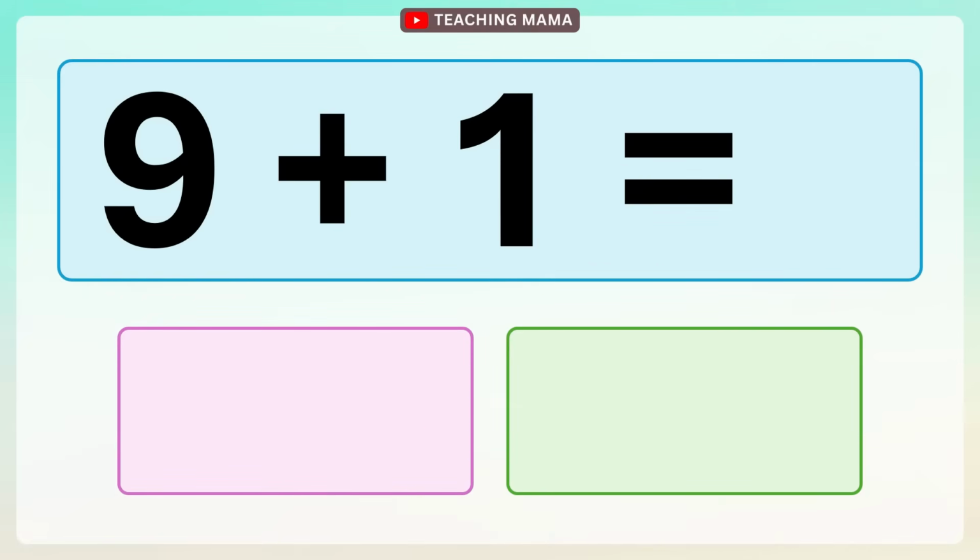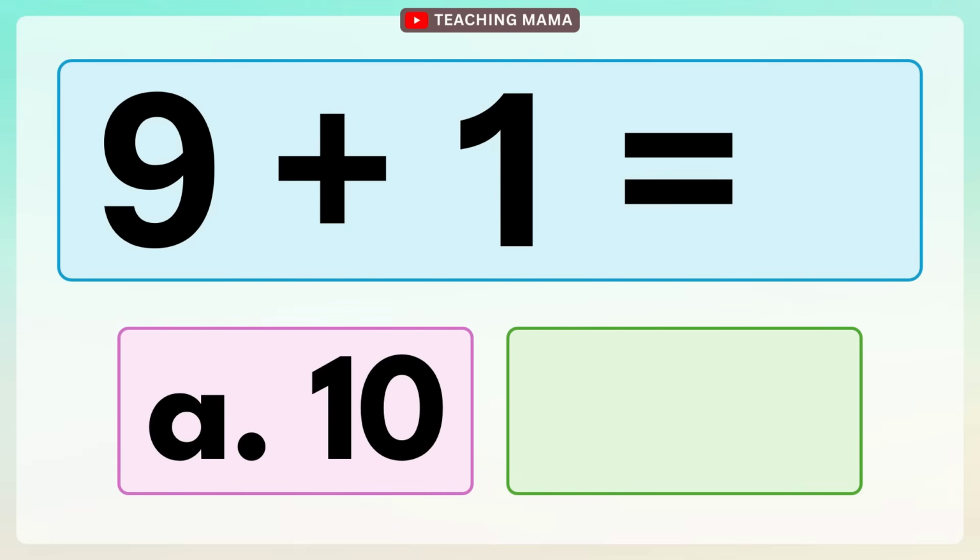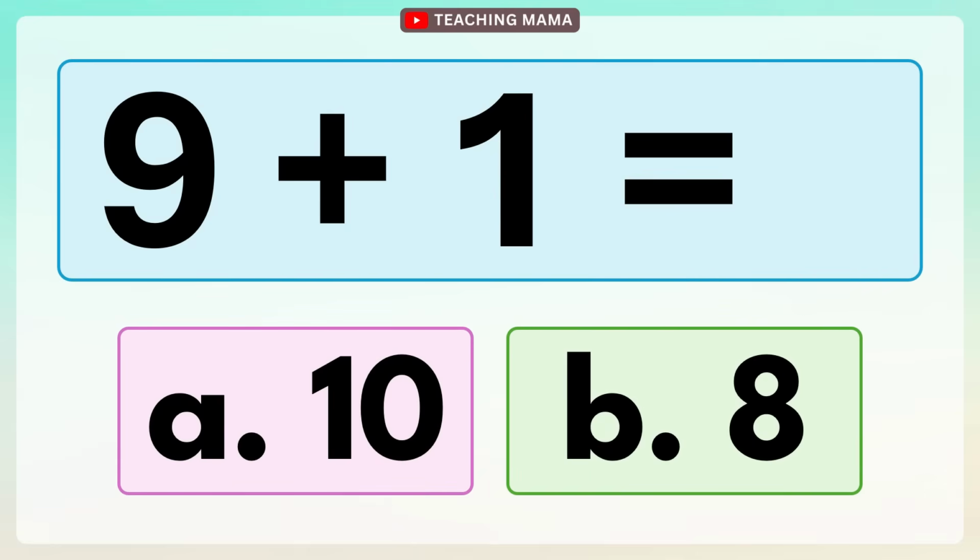Nine plus 1 equals A. 10 B. 8. What is the answer? A. 10.